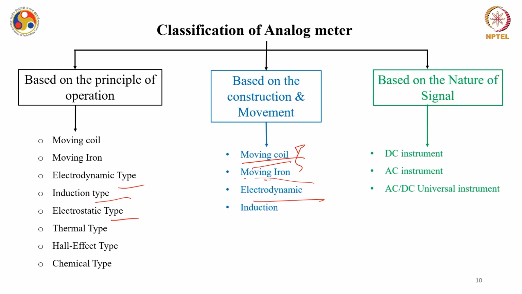We have seen that some of these devices like moving coil and moving iron were based on the magnetic effect. Similarly, we have seen other devices also. So that's how we distinguished among them, so that it becomes very convenient to understand when we studied these devices later on in different weeks. Based on the nature of signals, we have classified these analog instruments as DC, AC, as well as some AC/DC or universal instruments also.